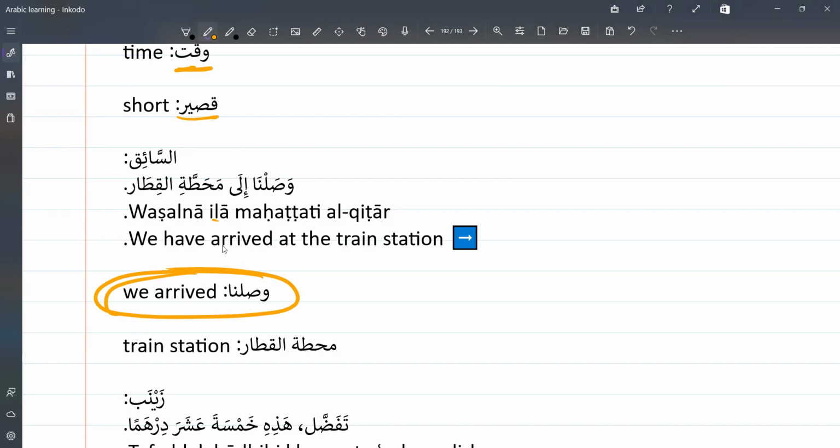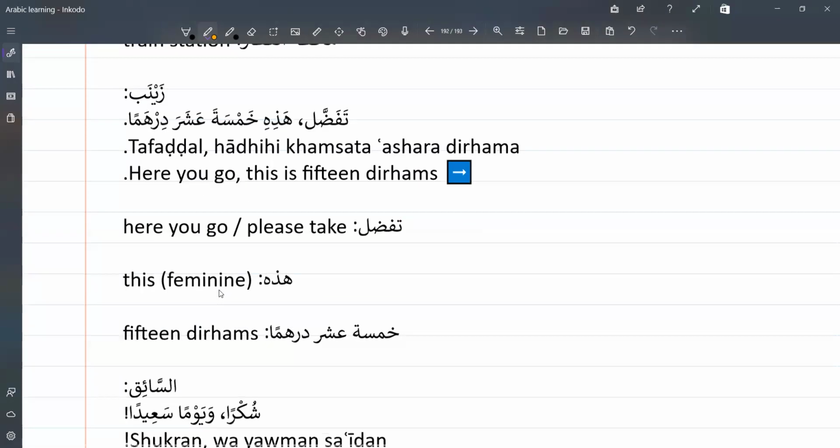ila mahattati al-Qitar. So he is saying we have arrived at the train station. Literally this sentence means Wasalna, we arrived, ila, to, mahattati al-Qitar, train station. But when we do the translation, we will write we have arrived at the train station, because in English grammar this is the correct sentence. If we write we arrived to train station, that will be grammatically incorrect in English, so we have to also make sense in the English language. But in Arabic, it would mean this. So Zainab then says tafaddal.